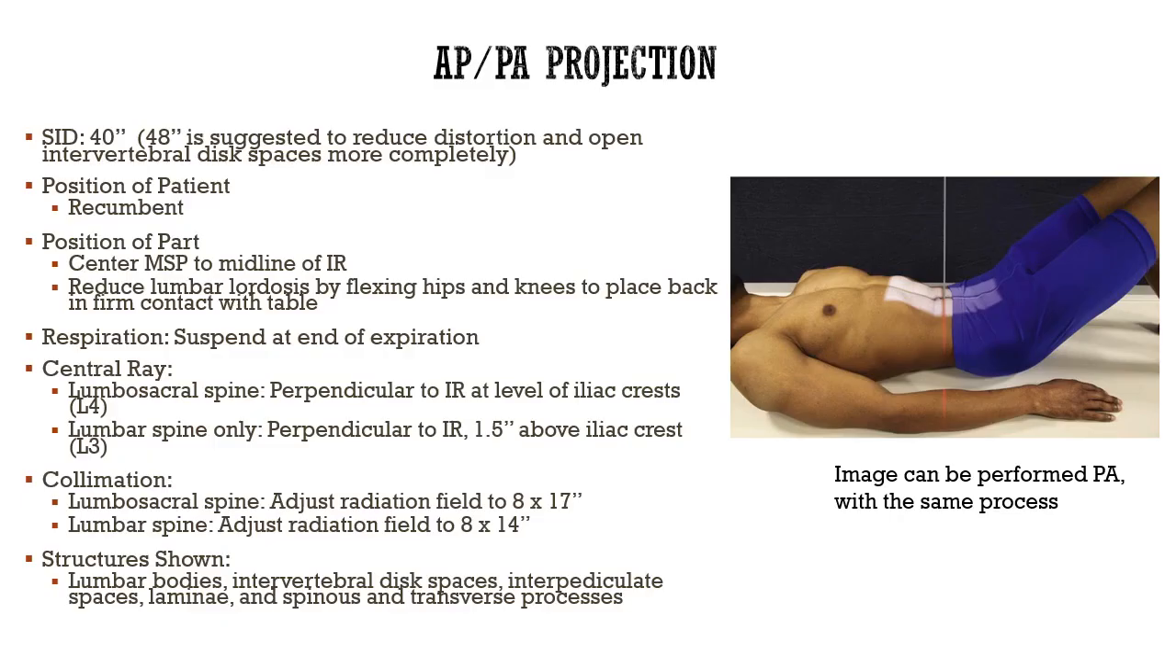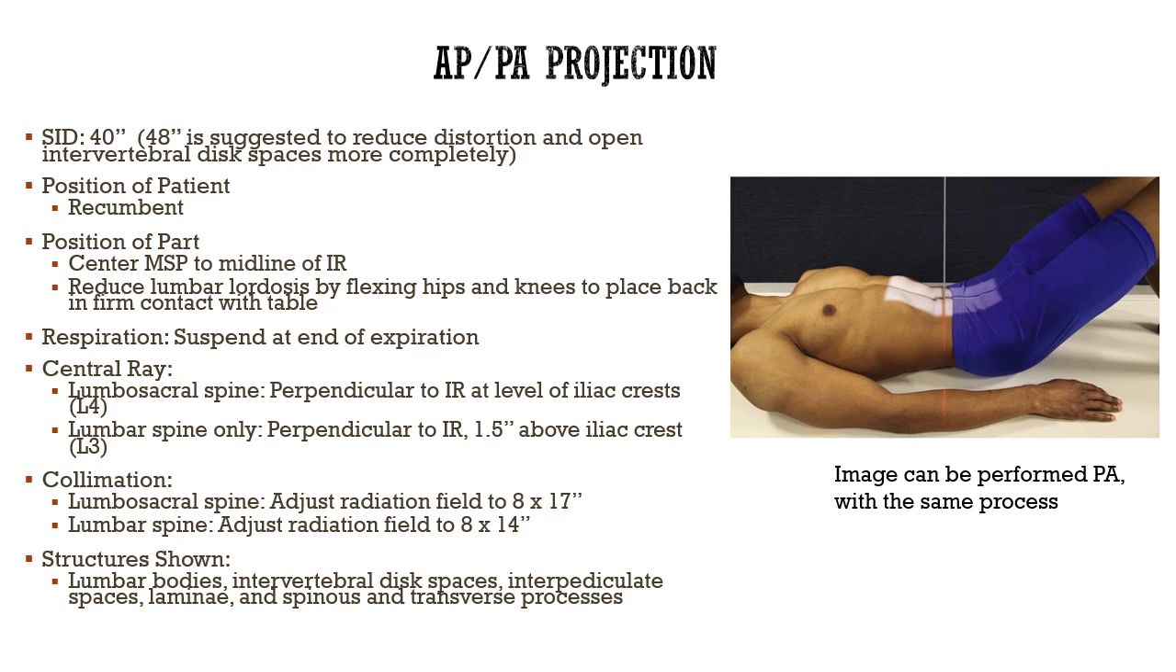Starting off with the AP or PA projection, 40-inch SID is most common. However, 48 is suggested to reduce distortion and open intervertebral disc spaces more completely. The patient is recumbent. We're going to center the mid-sagittal plane to the midline of the image receptor, and we should reduce lumbar lordosis by flexing the hips and the knees to place the back in firm contact with the table. We should perform this with respiration at the end of expiration.